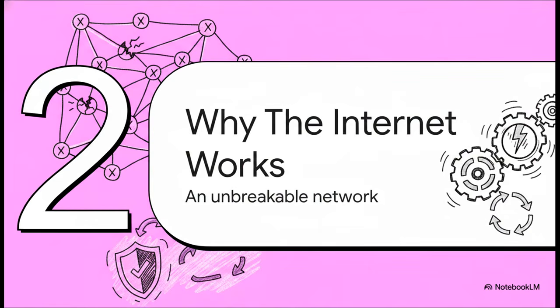All right, so you've got this unbelievably complex system, millions of pieces all working together. You'd think it would be breaking down constantly, right? But it doesn't. And the reason why is kind of mind-bending. The internet was actually designed to fail. It was built with the expectation that parts of it would always be broken. And that, believe it or not, is its biggest superpower.